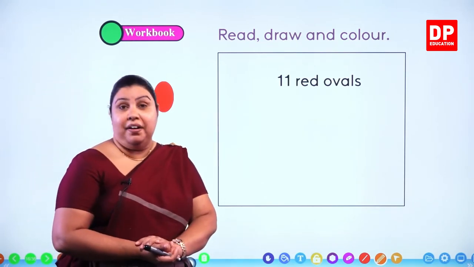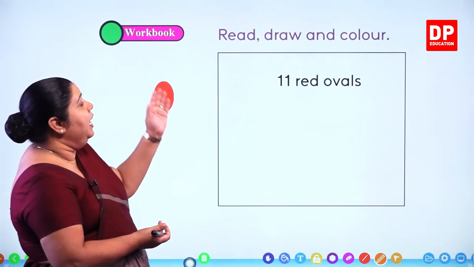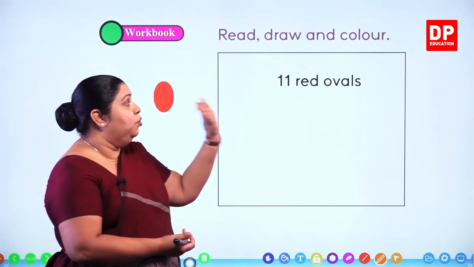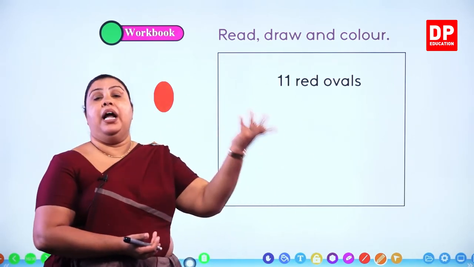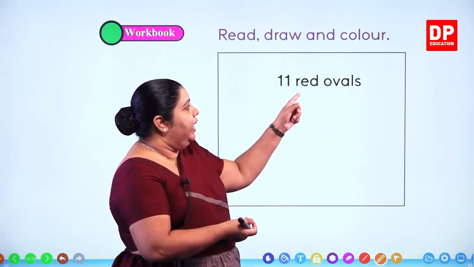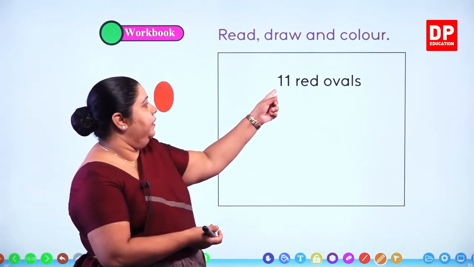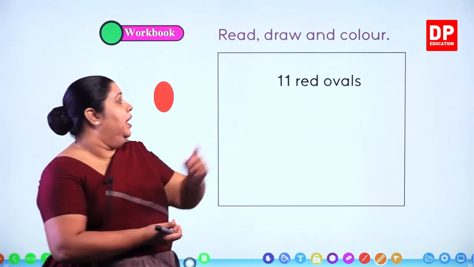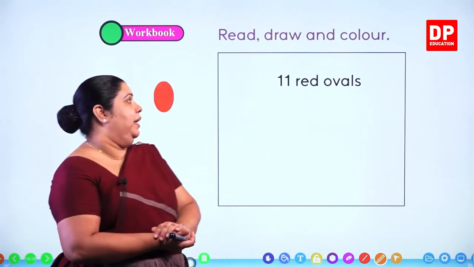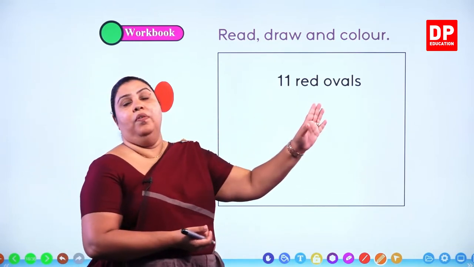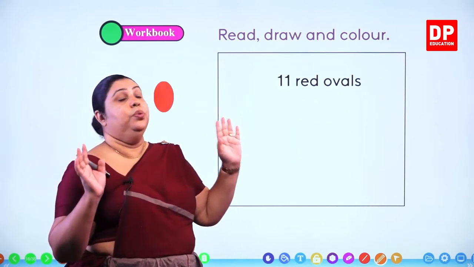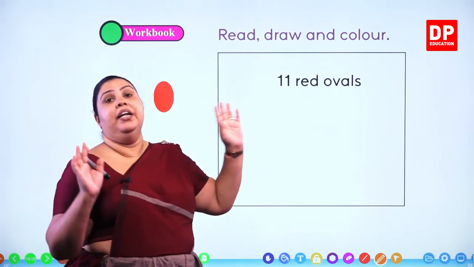What do we have to do in our workbook? Let's turn to this page, okay? Read, draw and color. Now you must first read, then you must draw and then you have to color. Right? First we will read and see. 11 red ovals. What is the number here? 11, ekolahak, red, ratupata, ovals, oval shapes, 11 red ovals. Api kiya kandinno nida pute, metana kiyenawa read, draw and color. So you have to draw 11 red ovals.